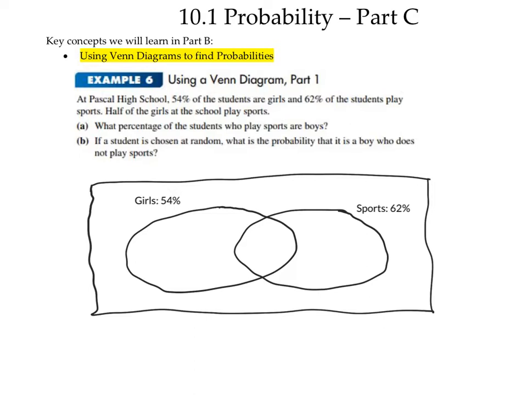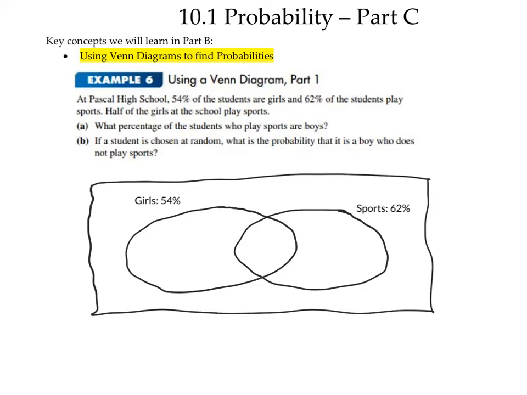Everyone outside of the girls is a non-girl, also known as a boy. Everyone outside of the sports oval is someone who doesn't participate in sports. And so the intersection of the two circles would be girls who do play sports, and the area inside the rectangle but outside the two ovals would be boys who do not play sports. Let's see if we can put some numbers in there.